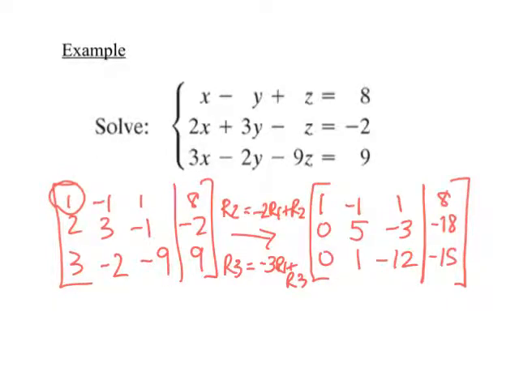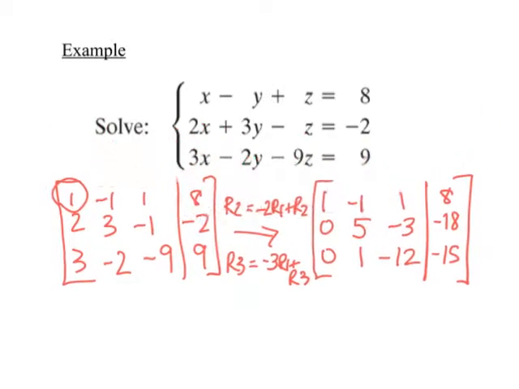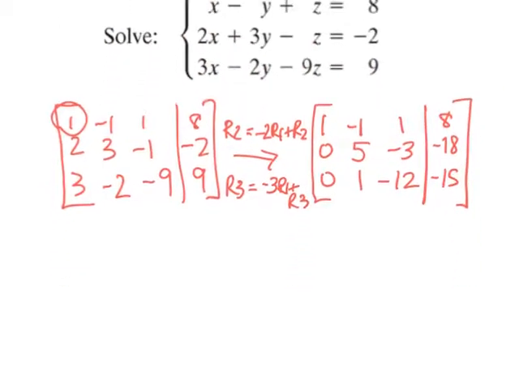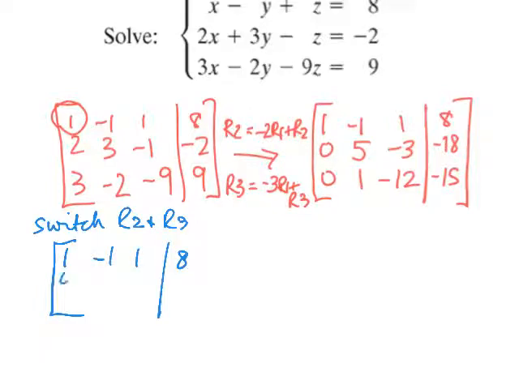All right, the next thing I'm going to do is I need to get a 1 in the second row, second column, right there where the 5 is. So I'm just going to switch row 2 and row 3. We're going to switch row 2 and row 3, and our new matrix looks like this. No change to row 1. Here's row 3, and here's row 2.